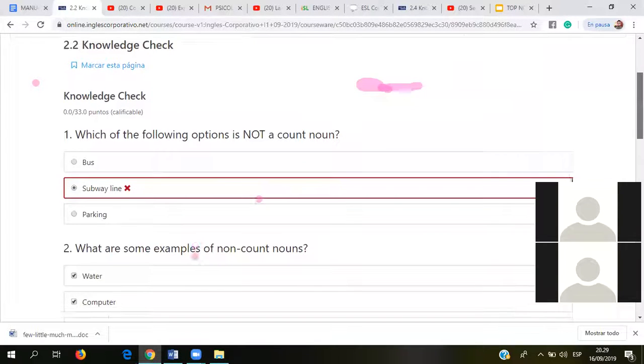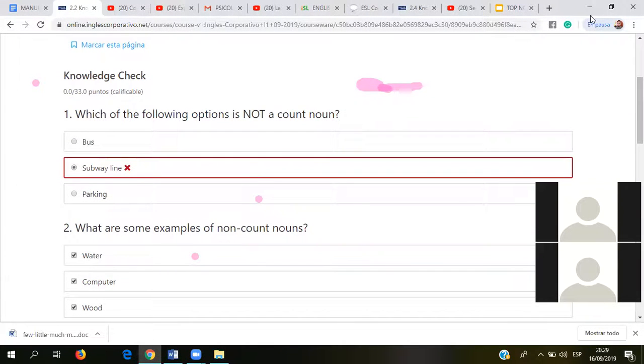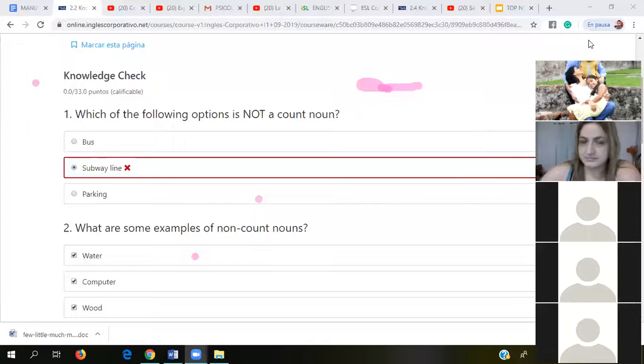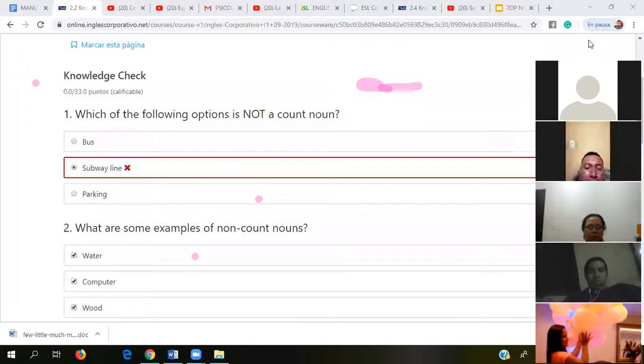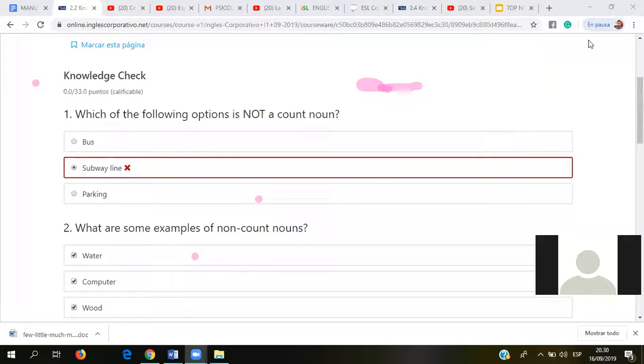Which of the following options is not countable? Can you see it, Franklin? Not teacher. Parking. It's parking. Read the question. The answer is parking. Okay, parking. But read the question. Carolina, read the question and answer, please. Number one, parking.